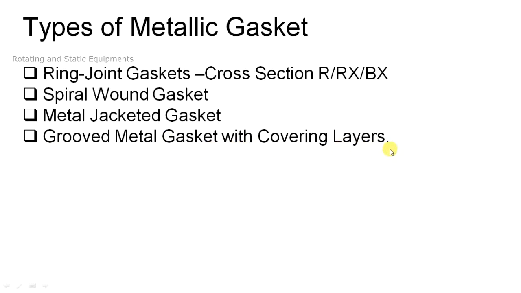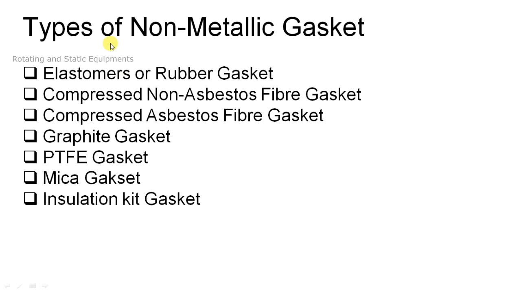Next we will see types of non-metallic gaskets. From the non-metallic gaskets we have elastomers or rubber gasket. Second one is compressed non-asbestos fiber gasket. Third one is compressed asbestos fiber gasket. Fourth one is graphite gaskets. Then PTFE gaskets, mica gasket, insulation kit gaskets. Now we will see elaborately.